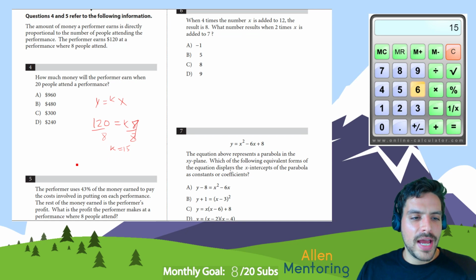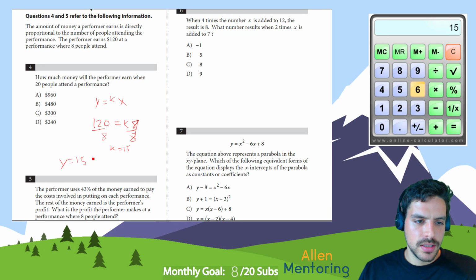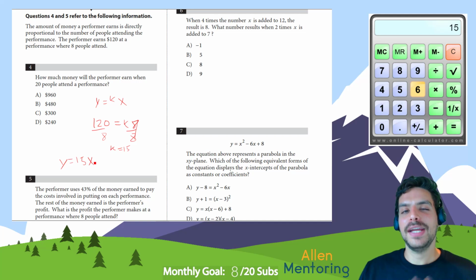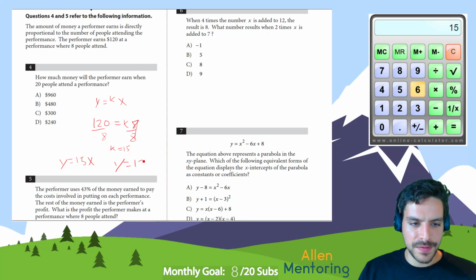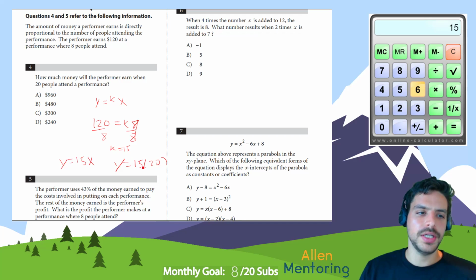So now that we have our new equation, y is equal to 15x, we can plug in any number of people attending, and it'll tell us how much the performer earned. So in this case, we have 20 people attending. So y is equal to 15 times 20. And we know that 15 times 20 is 300.